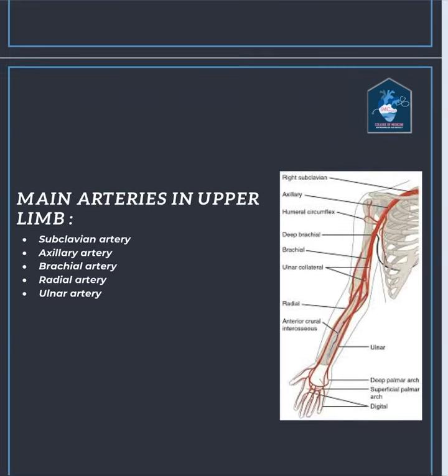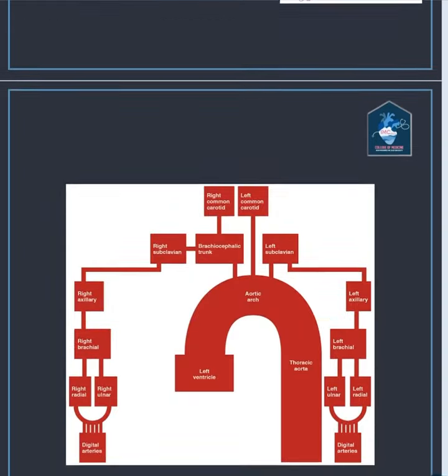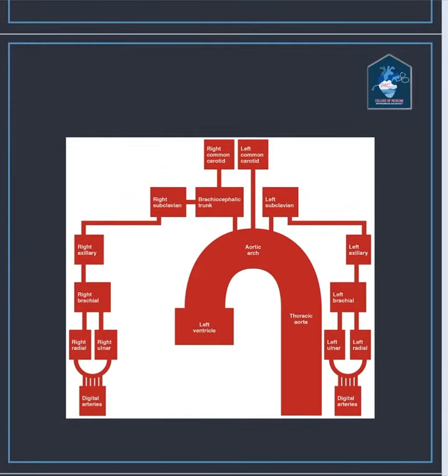So the main arteries in the upper limb, we have the subclavian artery, the axillary artery, the brachial artery, the radial artery, and also the ulnar artery. And here we can see the function pretty obviously.